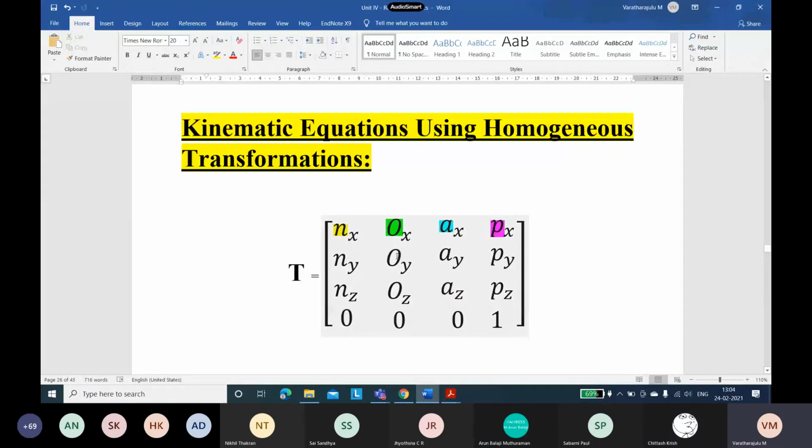Yes. So far we have seen the robot kinematics. Now we will enter into the kinematic equation using homogeneous transformation. And for that we'll introduce some matrix notations.